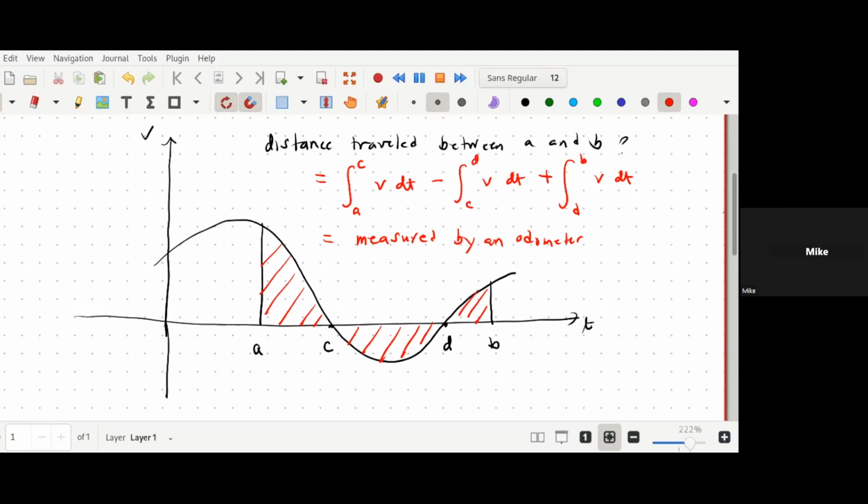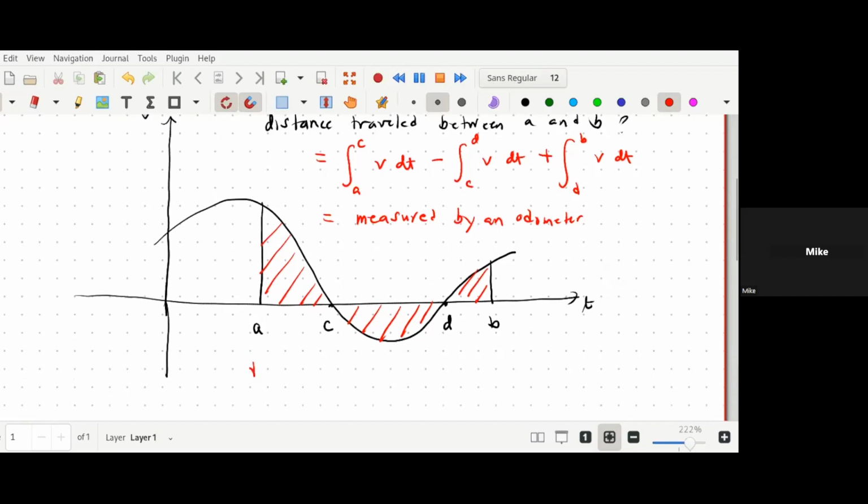So dito, you can write down displacement. Pag displacement lang, or what is the change in position, it turns out you can write it down as just the integral between A and B V dt. And that's going to be equal to the position at B minus the position when t is equal to A. Okay na?